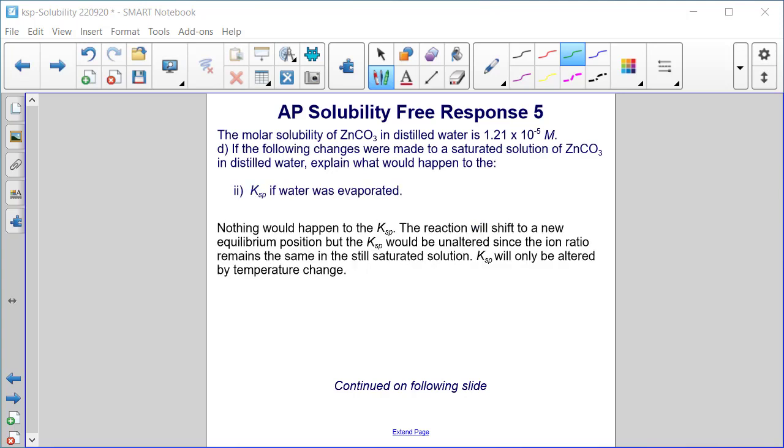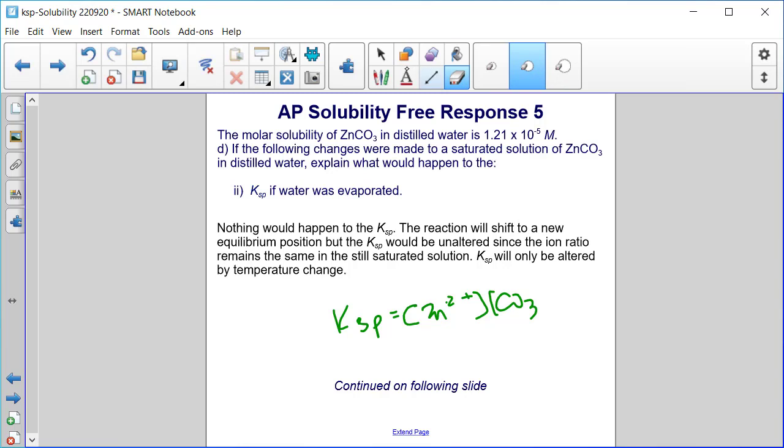D. If the following change were made to a saturated solution of zinc carbonate in distilled water, explain what would happen to the Ksp if water was evaporated. Nothing would happen to the Ksp. We just finished saying in part 1, remember that Ksp is the concentration of zinc and carbonate, and we just finished saying that the concentration of the zinc would remain the same, and therefore so would the carbonate, because the solution would remain saturated. It would just shift the equilibrium, right, to account for the decrease in the water.